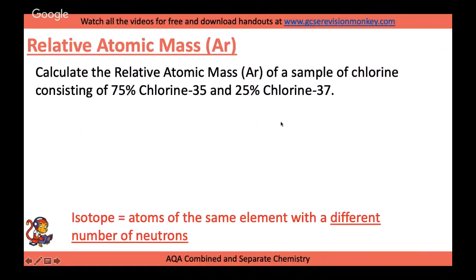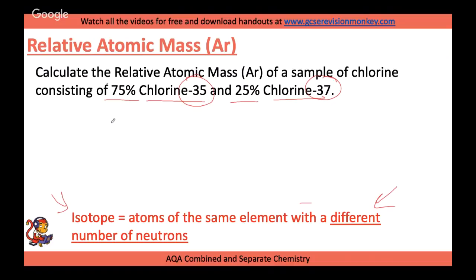The first one that we'll start off with is calculating relative atomic mass. So this question says, calculate the relative atomic mass of a sample of chlorine consisting of 75% chlorine 35 and 25% chlorine 37. These are just different mass numbers, and it's all to do with this fact here about isotopes. Isotopes are atoms of the same element with a different number of neutrons. So this chlorine 37 has 2 more neutrons than the chlorine 35.